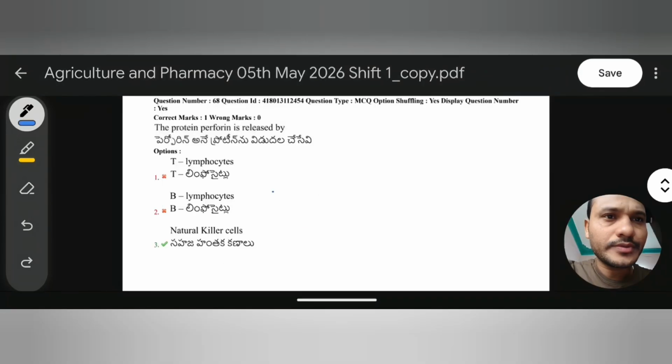Good morning everyone. Question 68: the protein perforin is released by... So this question came from the immune system.